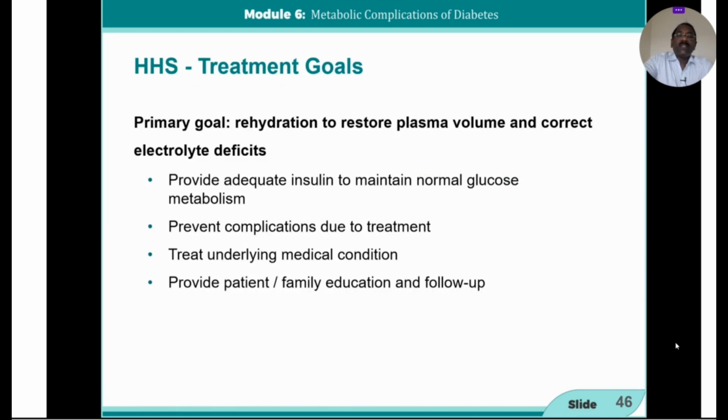Again, the primary goal is rehydration to restore the plasma volume and correct the electrolyte deficits, provide adequate insulin to maintain normal glucose metabolism, prevent complications, treat the underlying medical condition, and provide patient or family education and follow-up. So education, follow-up, fluid balance, insulin therapy, and the precipitating cause like infections are very, very important. As these patients are very elderly, I have to think of cardiac protection, renal protection, etc.